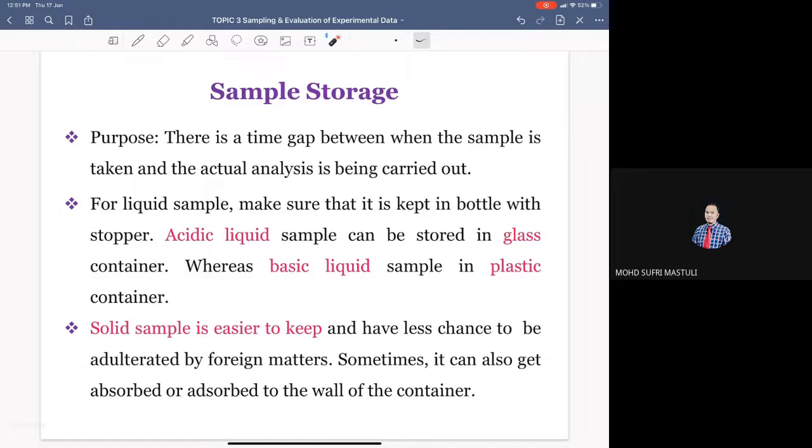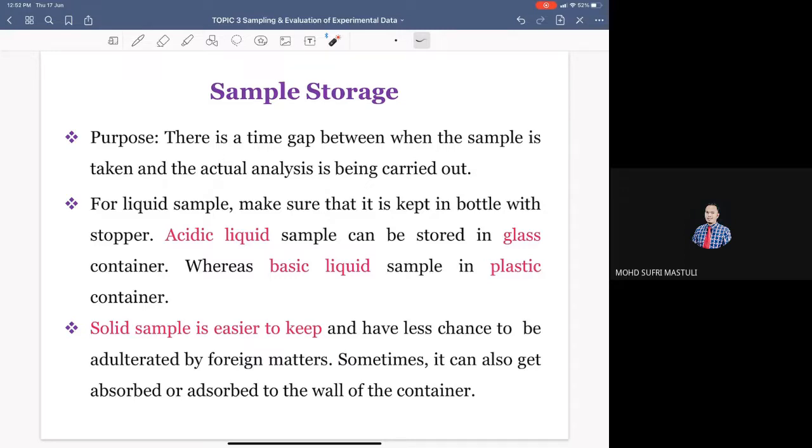All right. After we dry the sample, we have to do the sample storage. So, what is the purpose of sample storage? Because there is always a time gap between when we prepare the sample and the time the actual analysis is carried out. For a liquid sample, after we do the sampling, we have to keep the liquid sample in a bottle, glass bottle or plastic bottle, with a stopper.